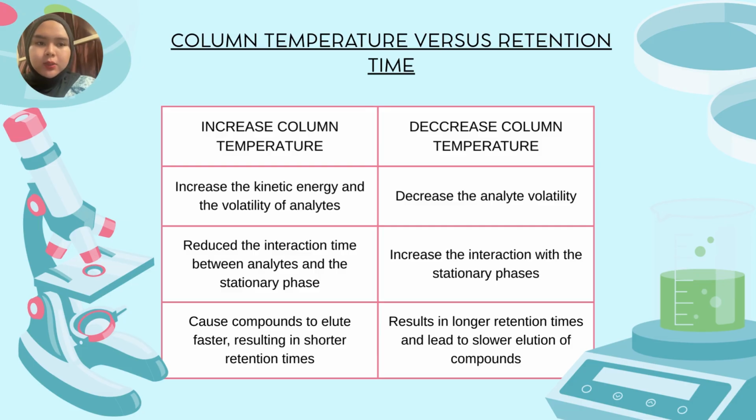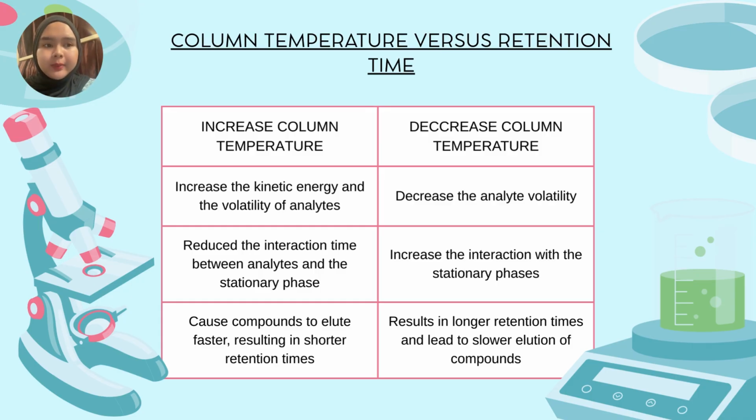Okay, lastly I will present to you the column temperature versus retention time, which states the reasons why, when we increase the temperature, the retention time will be faster. So first, when we increase the column temperature, it will increase the kinetic energy and the volatility of the analyte. And secondly, it will also reduce the interaction time between the analyte and the stationary phase due to the higher temperature. They will cause compounds to elute faster, resulting in shorter retention times, like I stated before.